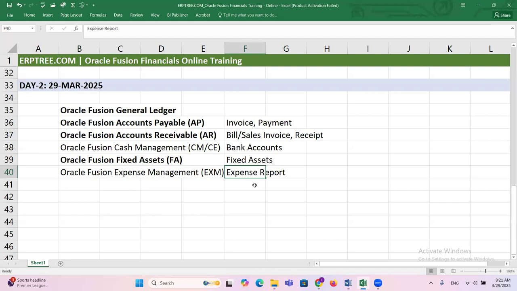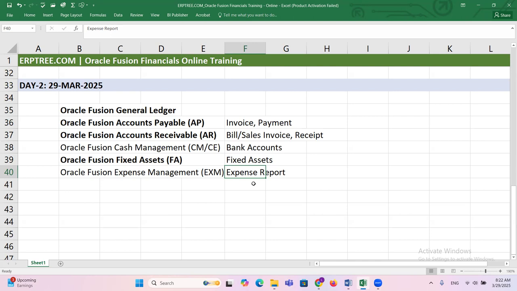They book the expense reports. Say they spent 1,000 rupees on travel, and the company is ready to reimburse because the travel is project related. So the employee will log into this Fusion Expense Management application and create an expense report. Within the expense report, they will clearly specify, I spent 1,000 rupees because of project related travel. Yes, this amount the company will pay to the employee.